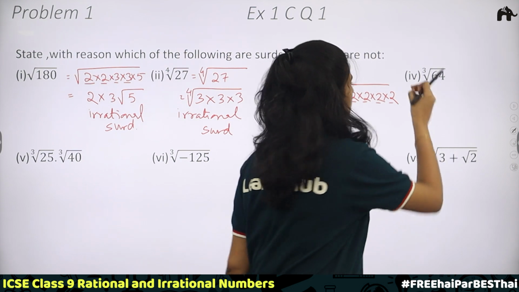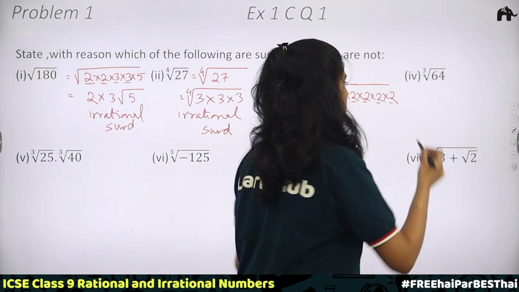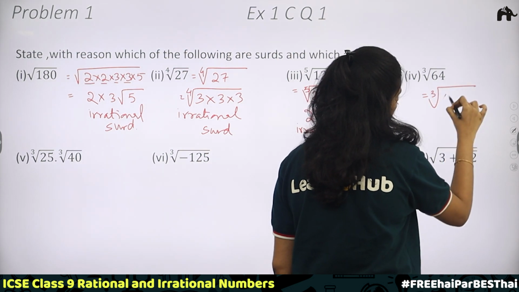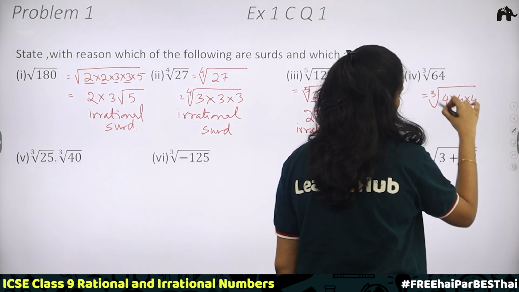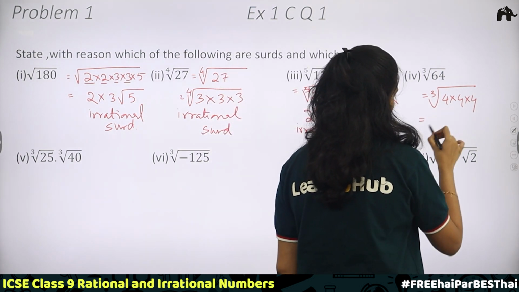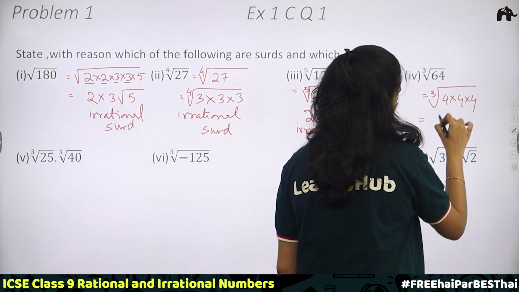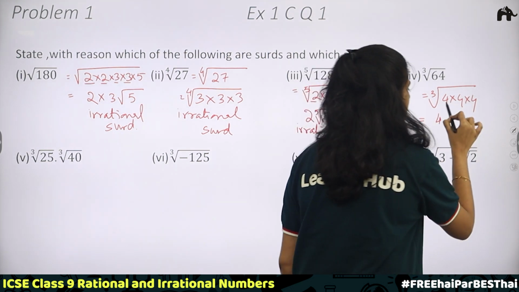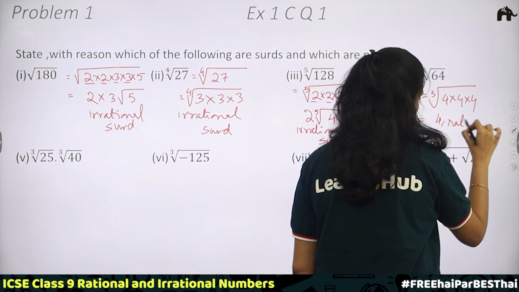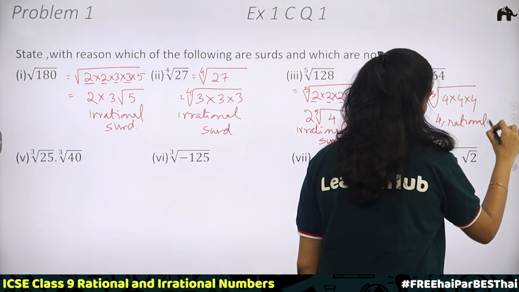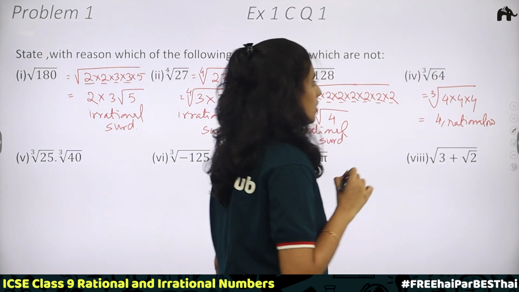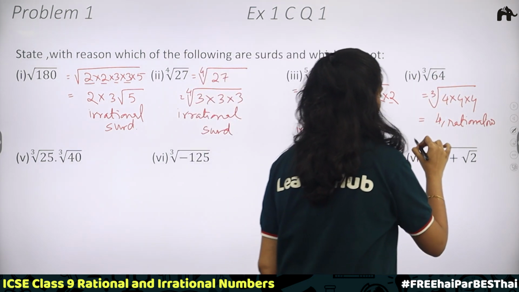Next, 4th one, cube root of 64. How can you write the cube root of 64? This is equal to cube root of 4 into 4 into 4. 4 4s are 16, 16 into 4 is 64. When taken out of the cube root, you will be getting 4. We have 3 times 4 here. What is 4? 4 is a normal number, that is a rational number. Since this is a rational number, the given number, that is cube root of 64, is not a surd.